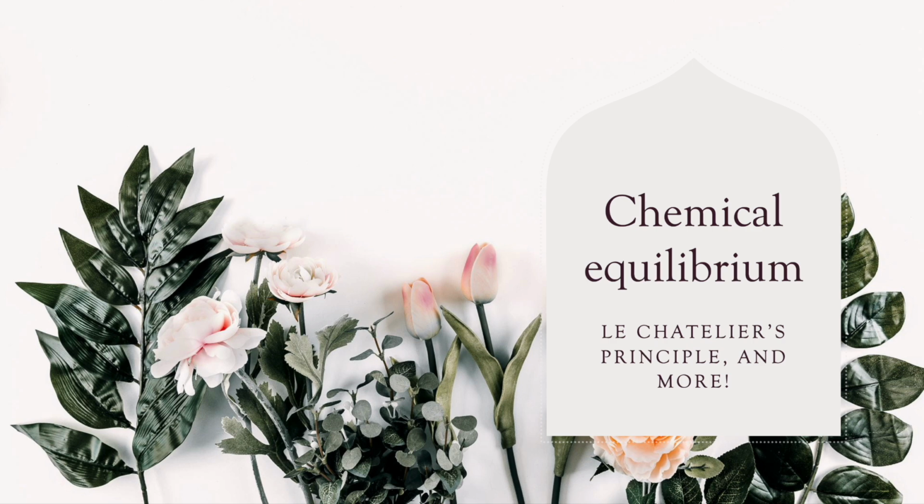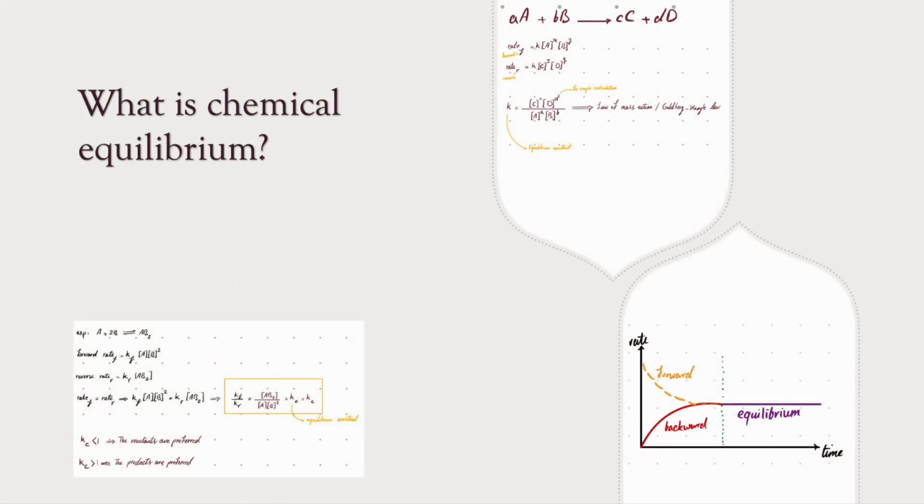Now in this video, we're going to talk about chemical equilibrium and Le Chatelier's principle. So let's get started. What is chemical equilibrium? Many reactions are reversible and the forward and backward can occur at the same time. When the rate of forward reaction is equal to the rate of the backward reaction, we call that dynamic equilibrium. There is no net change in concentrations of the reactants and products.